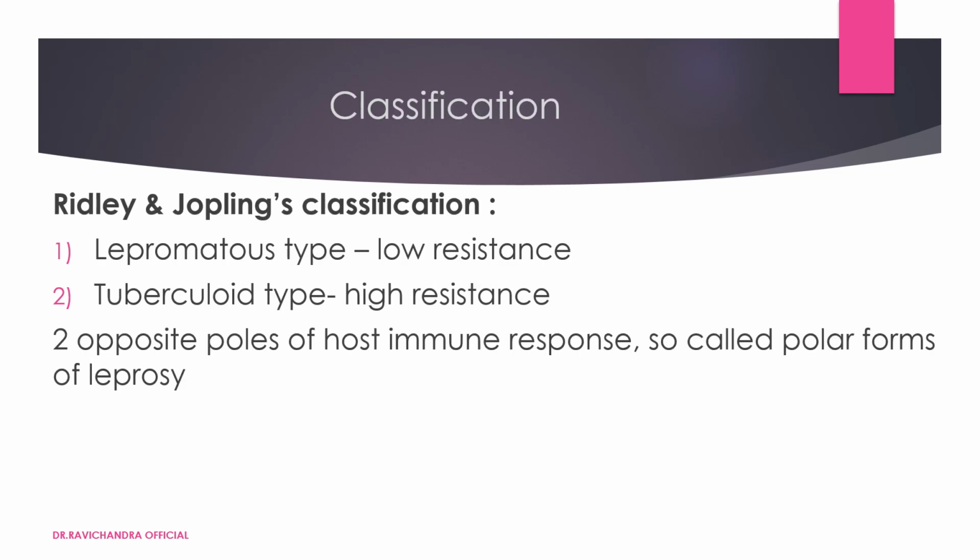Coming to the classification, Ridley and Jopling's classification of leprosy has been followed. Lepromatous leprosy type is showing low resistance and tuberculoid leprosy type will have high resistance. Two opposite poles of host immune response, so-called polar forms of leprosy. So in the viva, they may ask you what are the polar forms of leprosy, then you have to answer it as lepromatous leprosy and tuberculoid leprosy. And the classification name is Ridley and Jopling's classification for leprosy.